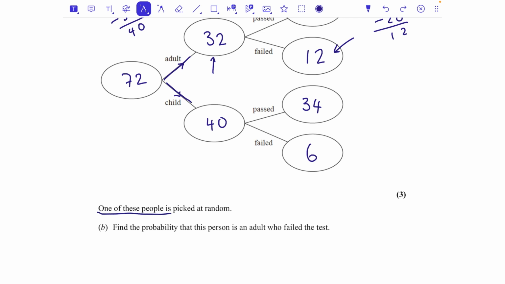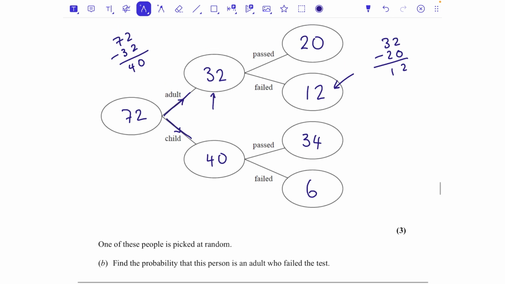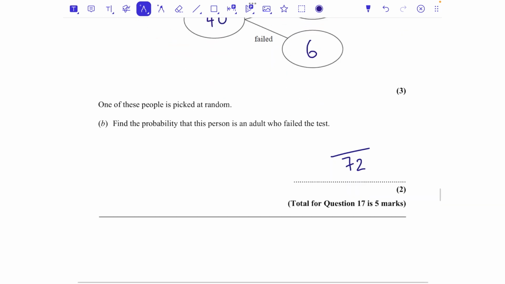So one of these people is picked at random. We are picking from all of the people. So it's out of 72. What is the probability that this person is an adult who failed? Well, adults who failed are those 12 people there. So the probability would be 12 out of 72. You can simplify that, but we're not asked to, and you don't need to for probability, so I'm going to leave my answer as 12 over 72.